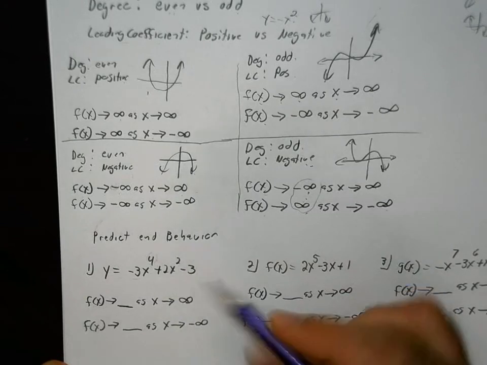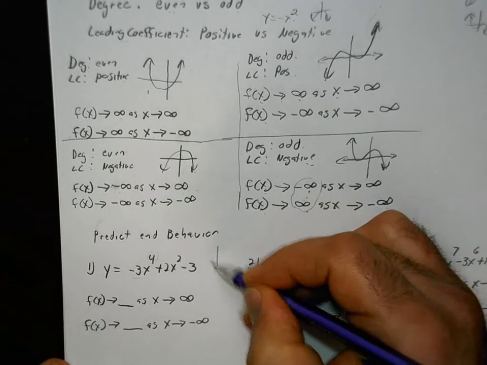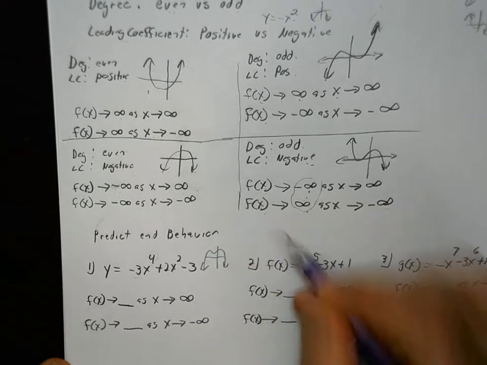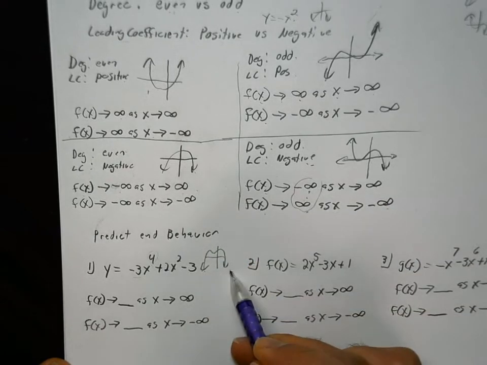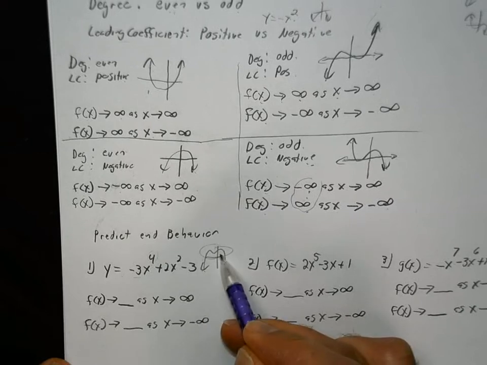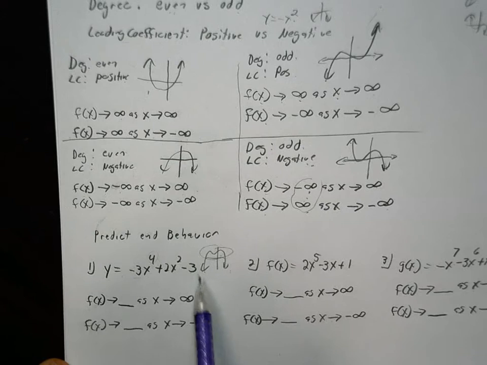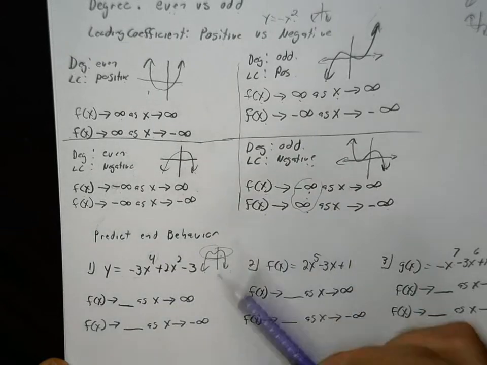So a sketch of this graph would be something like this. Okay, we know the ends decrease like that. We don't know what happens in the middle. Could be anything. But we're just trying to predict the end behavior.